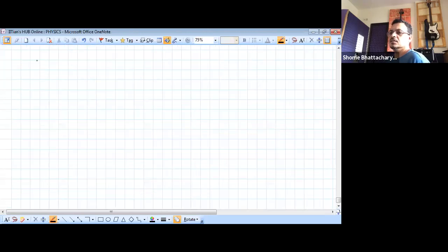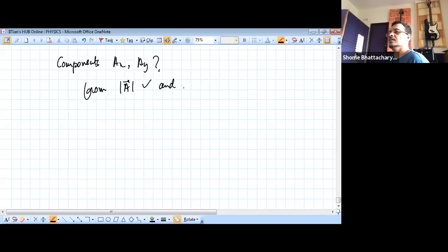Now the other thing is how to find the components Ax and Ay, how to find these from the magnitude of the vector and the angle it is making with the x-axis. Okay, so that's like a reverse of the last process. In the previous one, what did we do? We knew Ax and Ay, so we found the magnitude of A and the angle theta, but here it is the reverse.